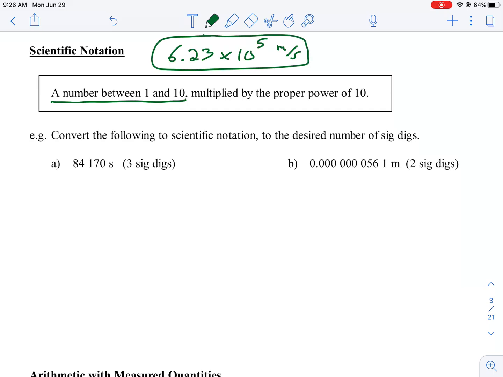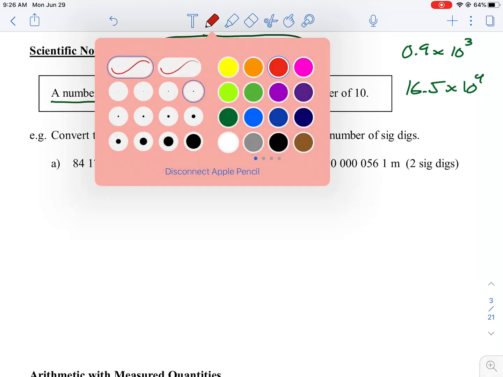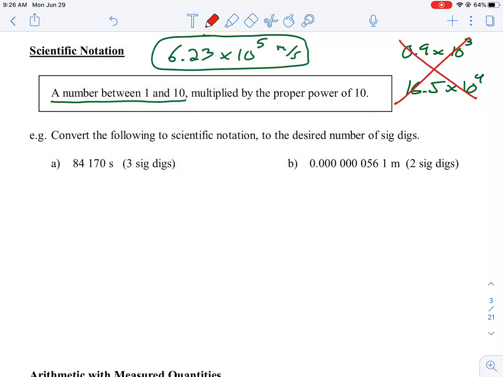But if you did 0.9 times 10 to the 3, or 16.5 times 10 to the 4, these are not scientific notation because they're not between 1 and 10, the number in the front. Okay, so now we know what it looks like. How do we convert things to scientific notation?